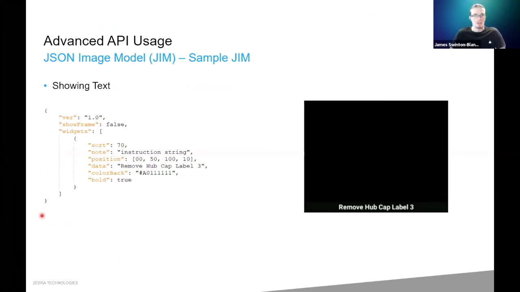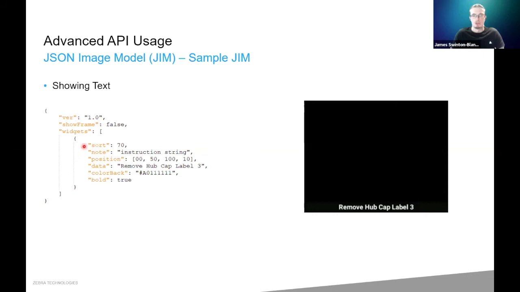So over here we have the JSON image model that I've created, and then on the right-hand side we have the image representation, or what you would see on the HUD screen if we were to pass this JSON image model through our API. So the version, as I mentioned, will always be, for the time being at least, 1.0. And to keep things simple, I've omitted the show frame or scale values. And then down here, we can see I've declared an array of widgets. And inside that array, I have one object.